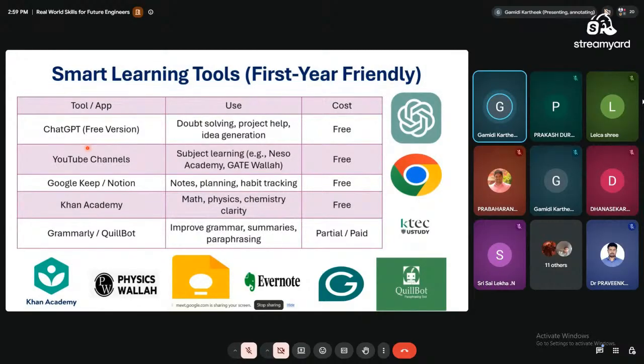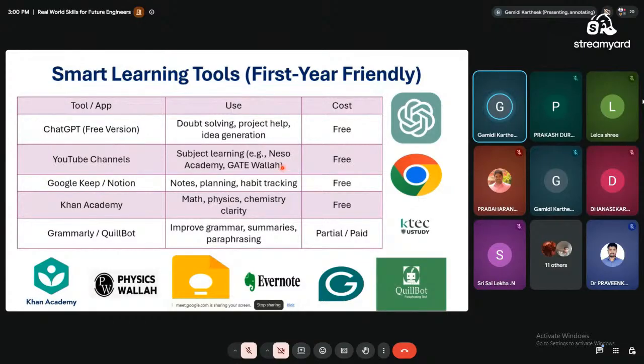Don't just use ChatGPT to get some answers, but try to make it a learning habit. Ask it a new question every day, get answers, try to understand them, and make it a habit. At the same time, we already discussed YouTube channels. Some of them I mentioned here. You have Gate Wala, Physics Wala. Many people who prepared for NEET may know Physics Wala. Likewise, you have Gate Academy and Gate Wala, which are free on YouTube.